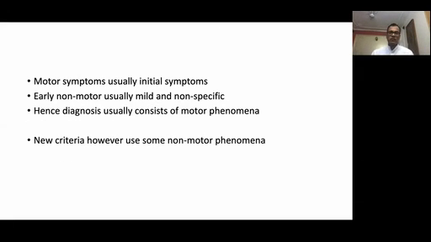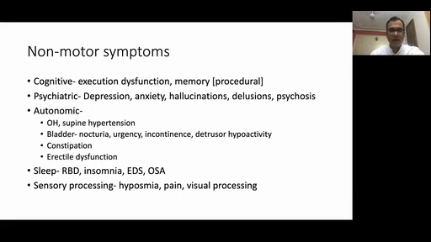Now, both motor and non-motor symptoms are generally present at the outset itself, and both keep on increasing. Generally, the patient presents when the motor symptoms start, because that's when they realize that something is really wrong. The early non-motor symptoms are usually non-specific, so that's why the core of the diagnosis is based on motor phenomena. However, some non-motor symptoms are included, and we should be aware of these. Commonest is not the commonest.